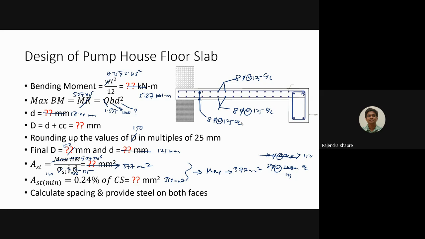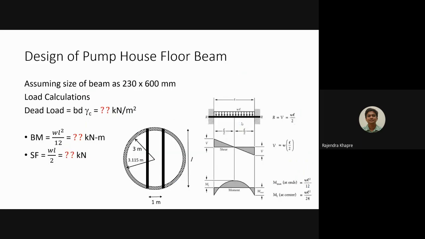Now we have designed the slab. Now let us design the beam. You can see in this picture the two black lines. They are nothing but the beams. Now we are going to design the beam, and we have already assumed the width of the beam as 230, the same we assumed during the design of the slab.